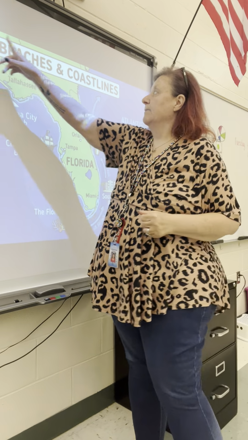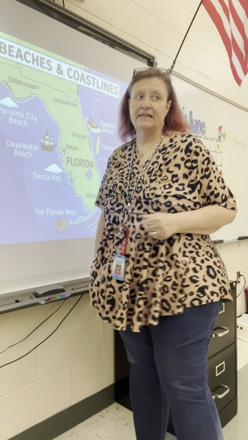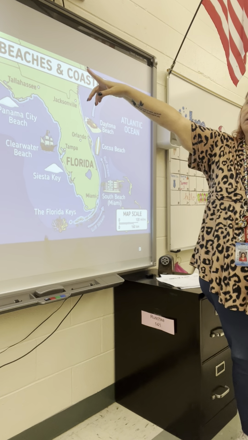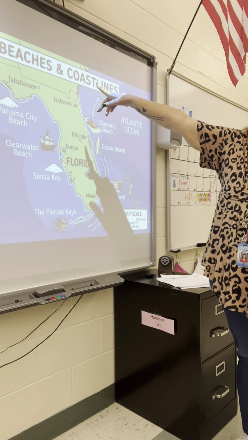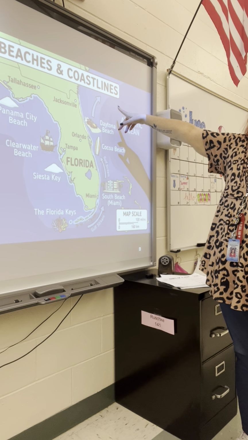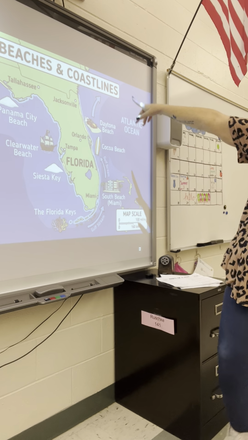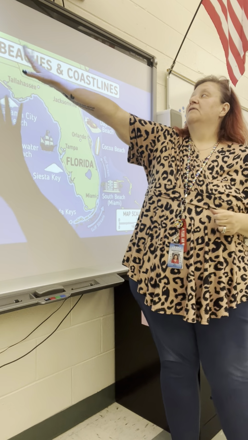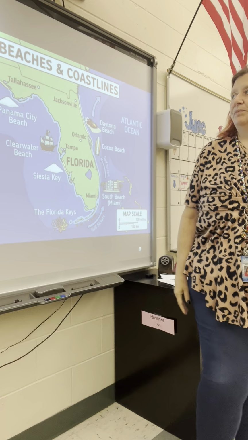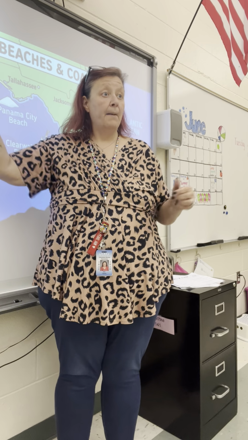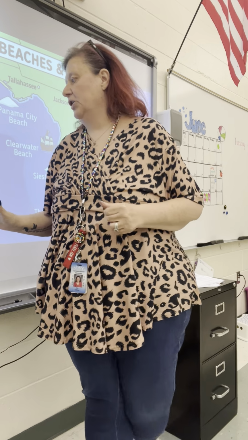What is the name or title of this map, Dwayne? Can you read any of those words for me? Florida's and coastlines. It's a big word. Coastlines. So the title of our map, Allison? Florida's beaches and coastline. Do we remember what this is called? The thing that tells us what direction we're going in? Compass. Excellent, Dwayne. Thank you.